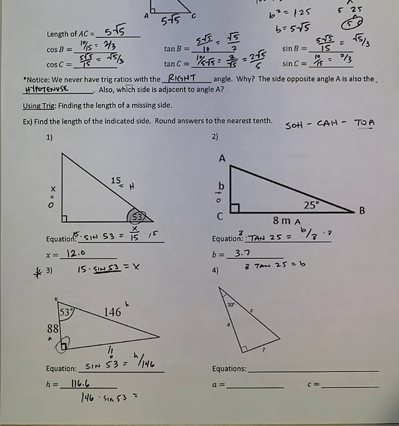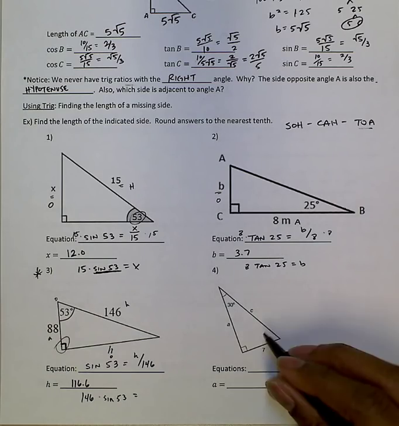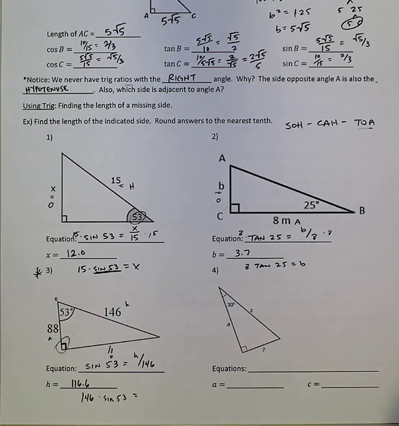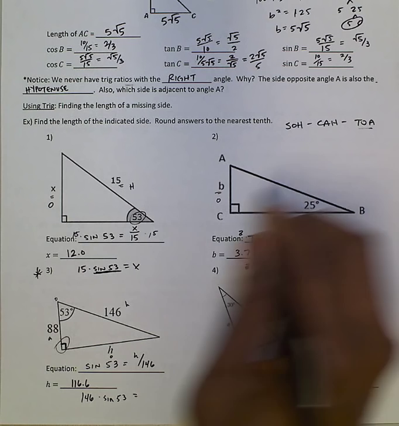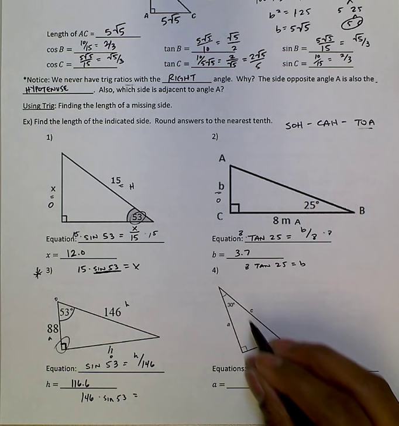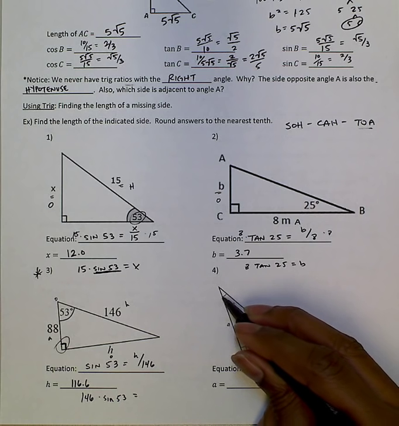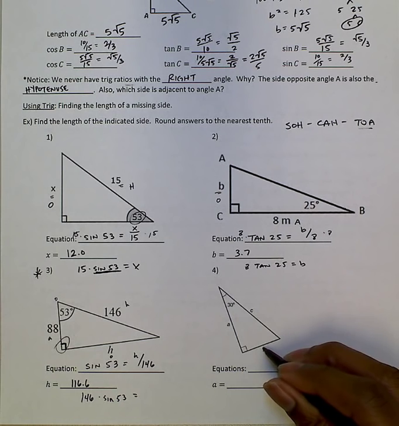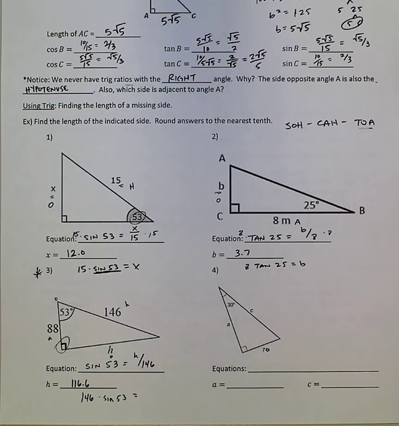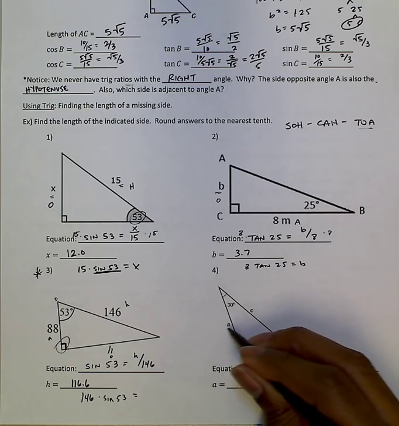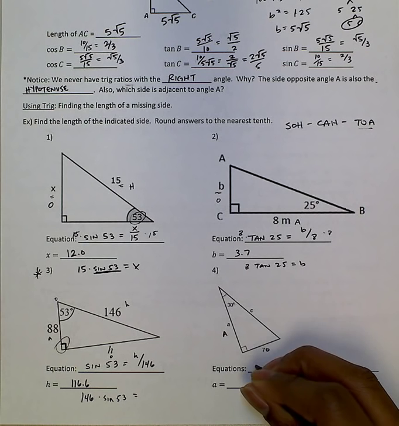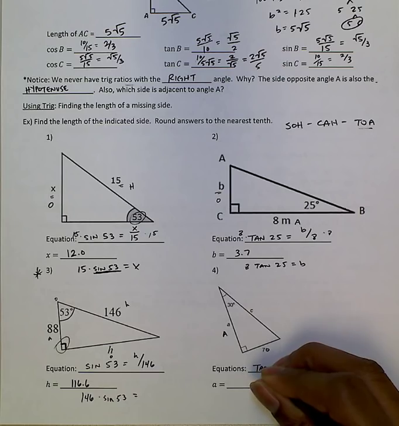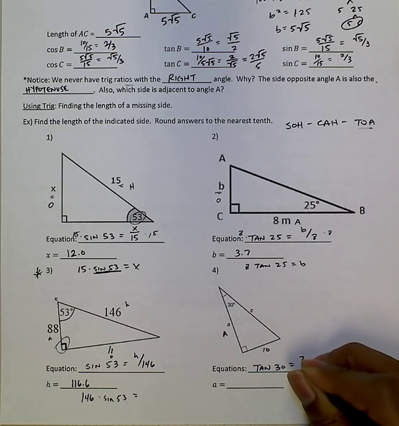Now, finally for 4, we have two unknowns. We can solve them both in the same problem. Even though these problems only have one unknown, we could have solved this side if we were asked to. So in this problem, we're given this angle 30, and we're given that its opposite side is 7. We need to solve for A, which is its adjacent side. And so opposite and adjacent, that's tangent. Tangent of the angle I'm given, 30, equals the opposite 7 over the adjacent A.